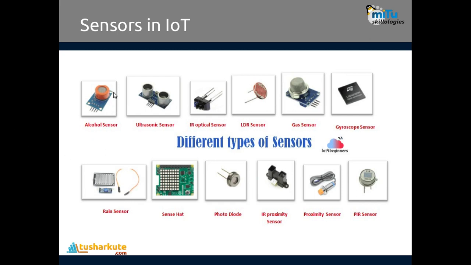For example, I want to sense alcohol, so you can see alcohol sensors. Ultrasonic sensors are used to identify the distance between two devices. IR optical sensors are used to identify an obstacle in front of the sensor. LDR, the presence of light, we can find by using this. Gas sensors, gyroscope, rain sensor, which is actually a water sensor basically, or Sense HAT, which can be present on the Raspberry Pi's board, and multiple sensors are possible by this. Photodiode, or proximity, IR proximity sensors, only proximity sensors, or PIR, which is used for motion detection. So these are the different types of sensors present.